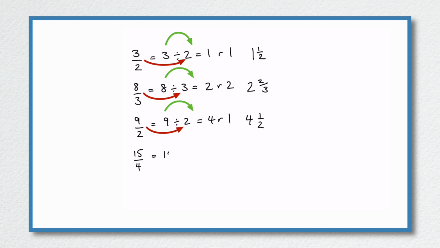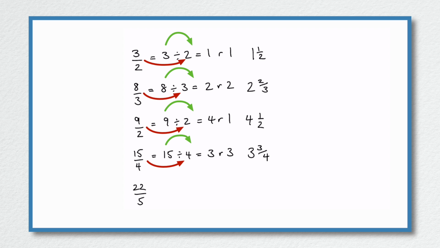15/4. Well, 15 divided by 4 is 3, because 3 4s are 12, with a remainder of 3. So 15/4 is 3 whole ones and 3/4. So 15/4 is 3 3/4.